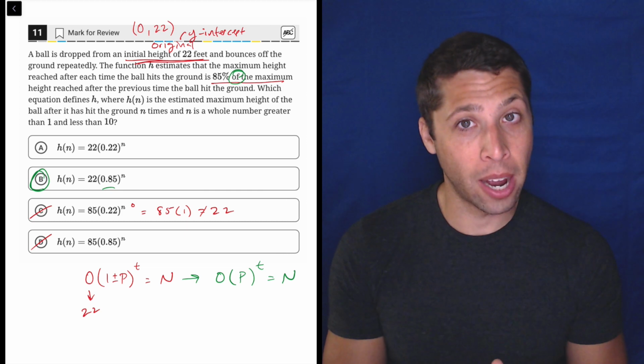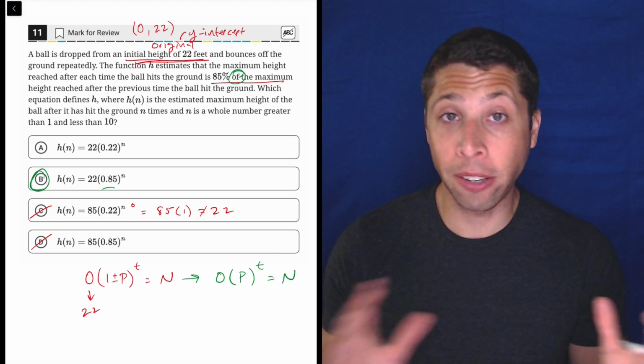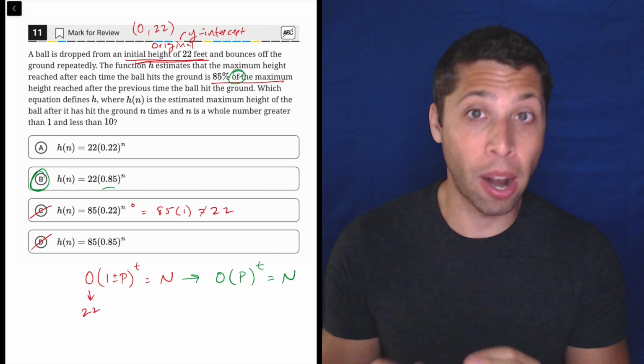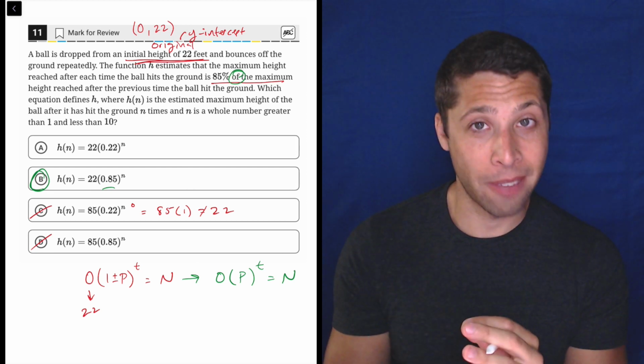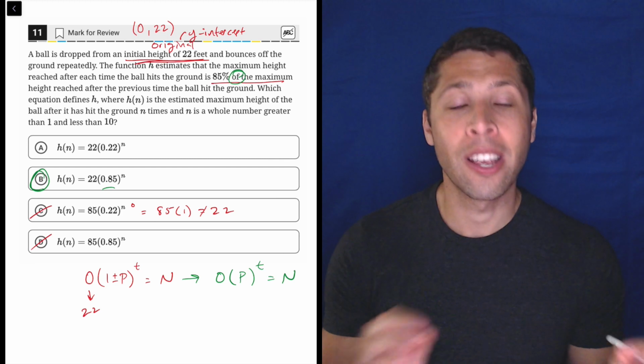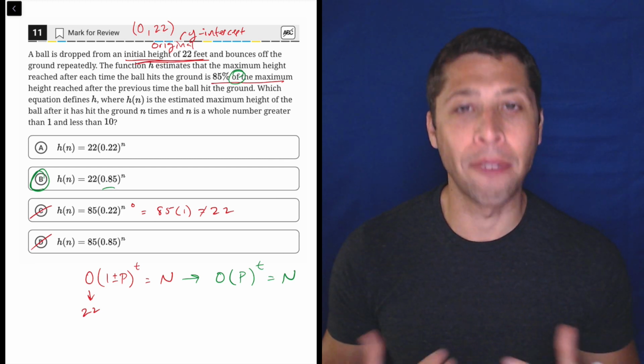There's some stuff to memorize, but a lot of it is just kind of comparing the answer choices and breaking your process down into smaller decisions. Is the 22 out front, or is the 85 out front? Make that decision first, then worry about the other piece, and everything will fall into place.